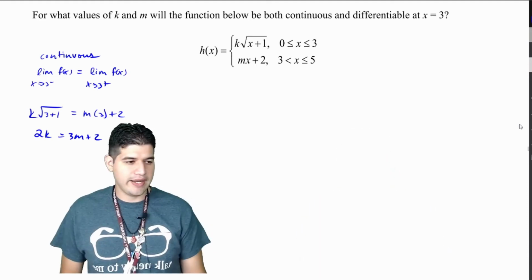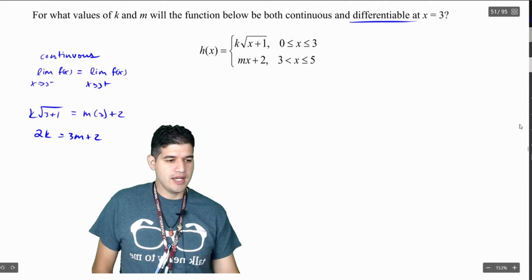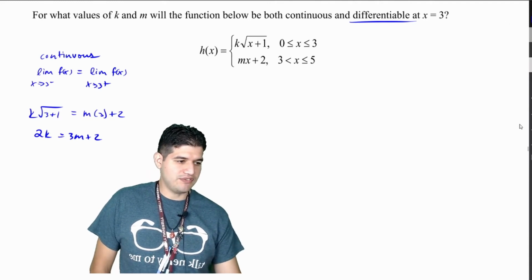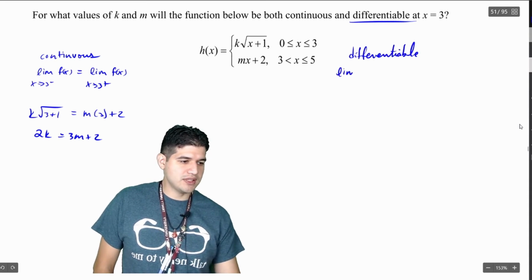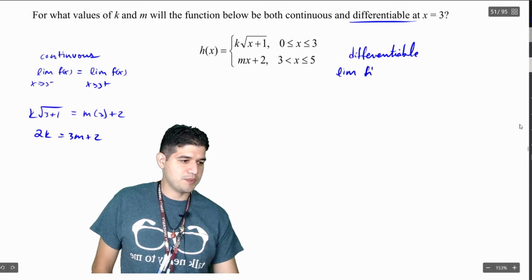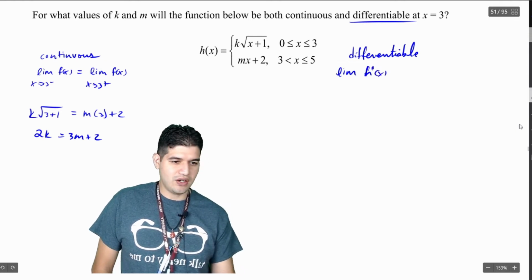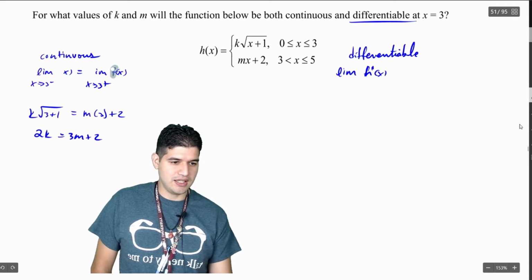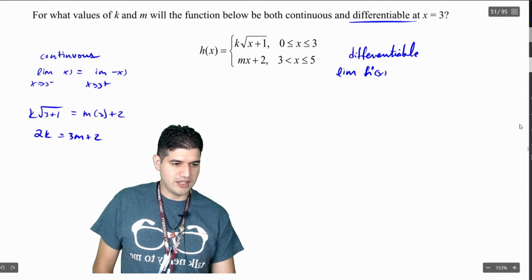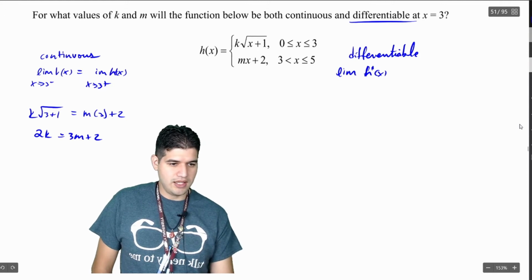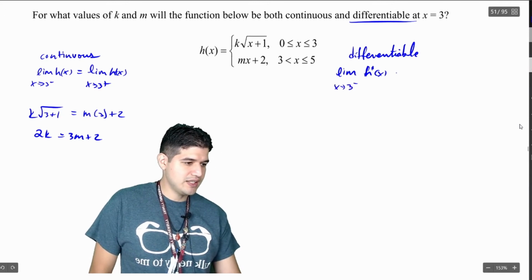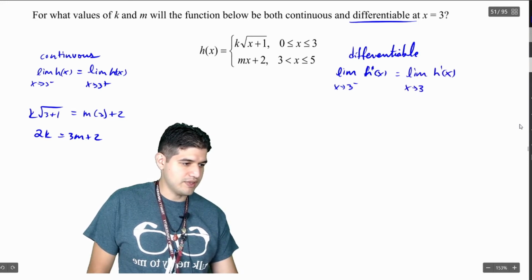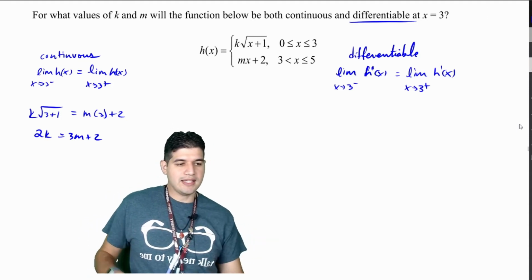So I'm just going to move over, because I also want this to be differentiable, right? I'm going to start to work with some stuff in this area. Because if it's differentiable, then we know, very similar to continuity, that the limit of h prime of x, and now that I'm looking at it, all of these things shouldn't have been f's. They should have been h's. So let me go fix that. The limit of h prime of x as x approaches 3 from the left needs to equal the limit of h prime of x as x approaches 3 from the right. All right, so let's take this derivative real quick.